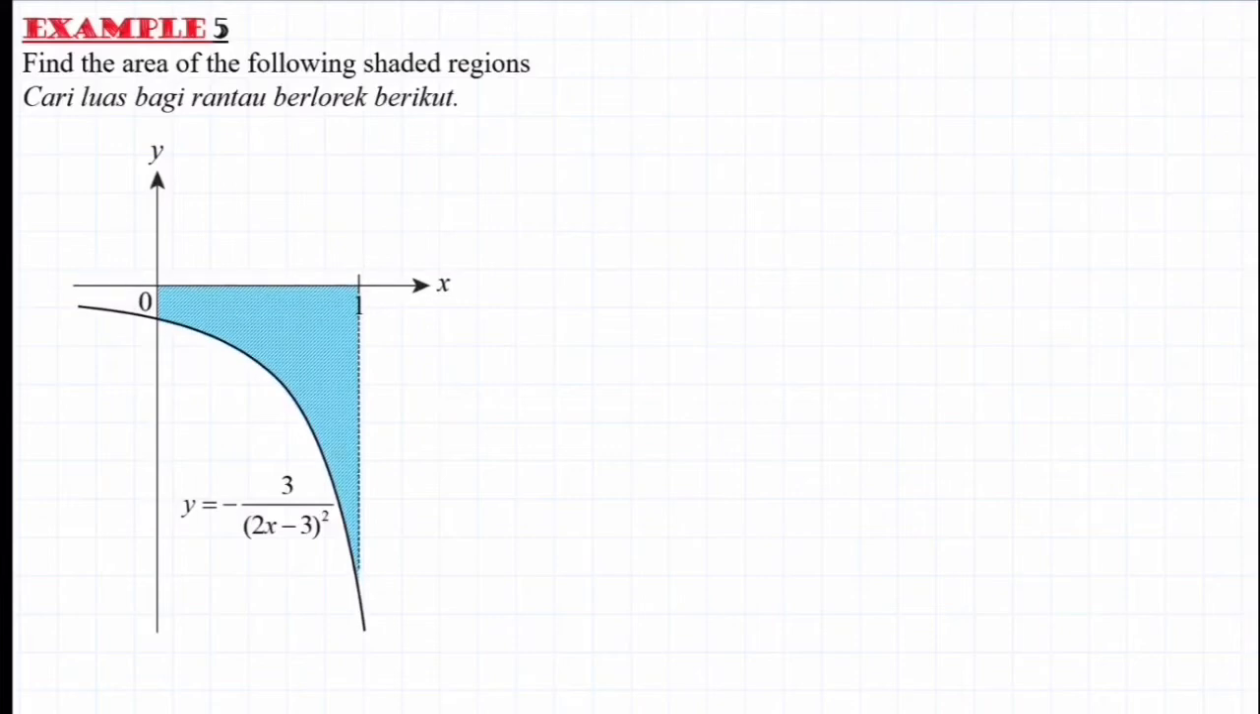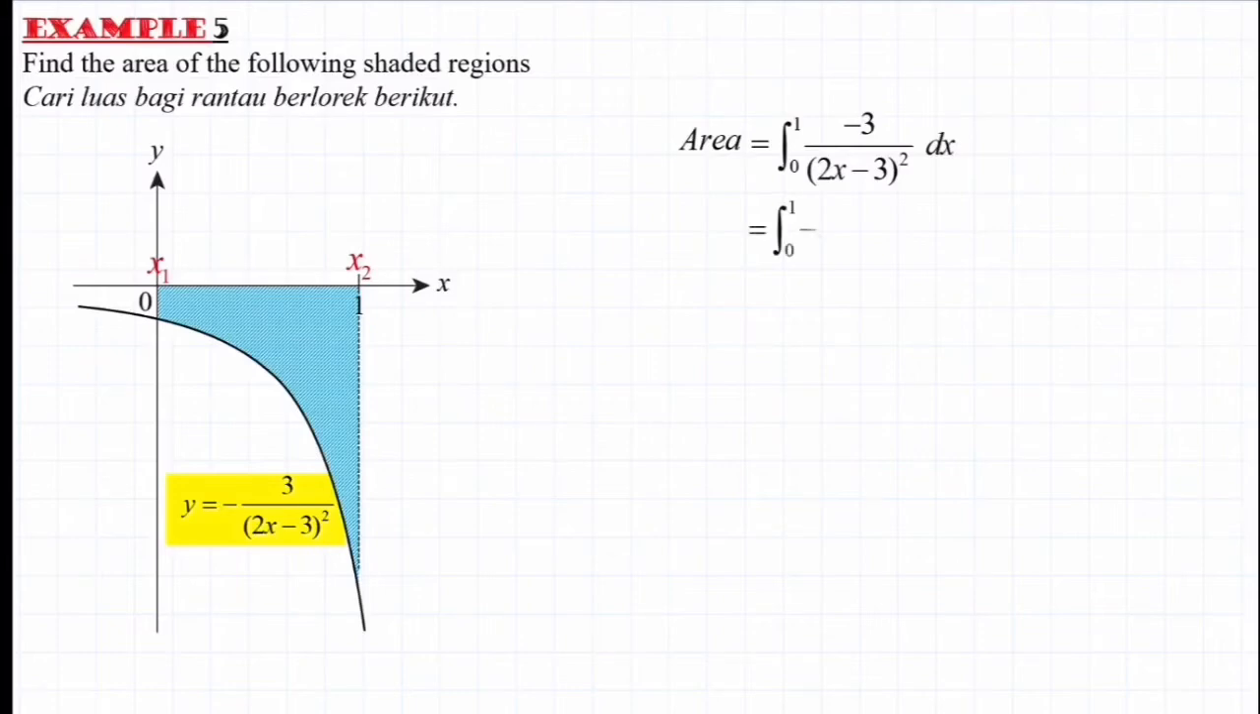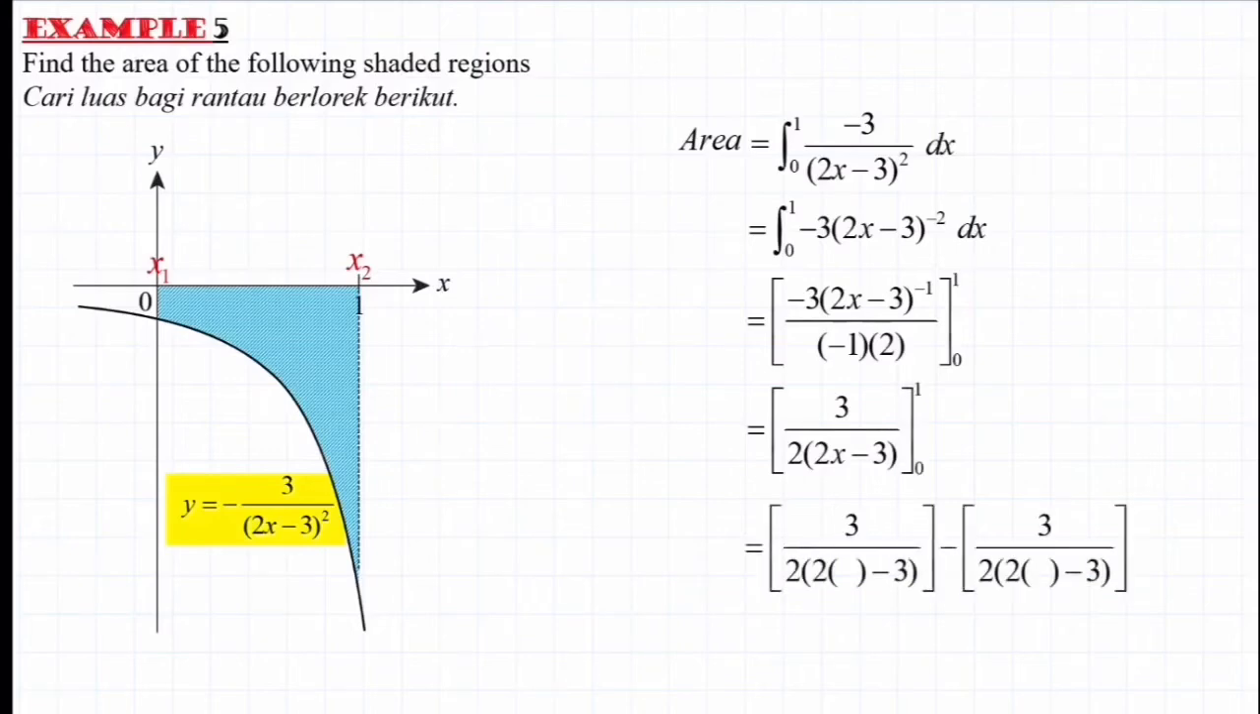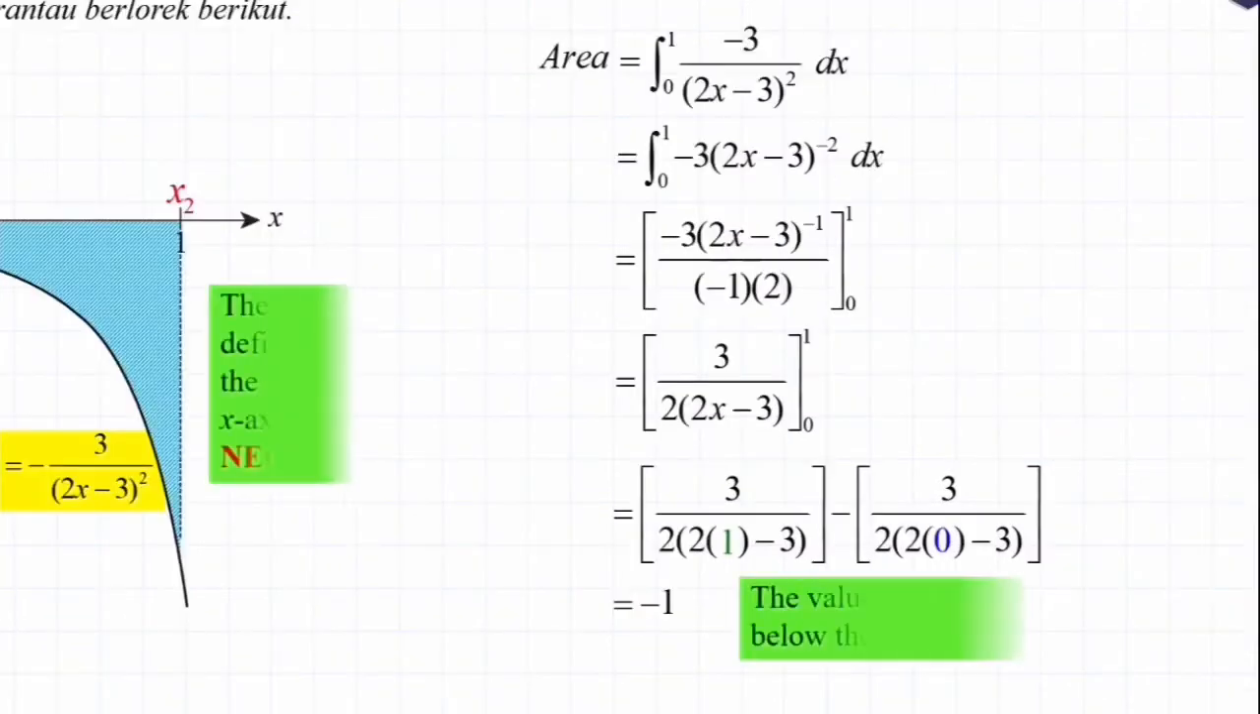For this one, okay, the curve is under the x-axis. So area is integrate from x equals 0 to 1, okay, -3 over (2x minus 3) squared dx. So you have to use the chain rule for this one. Okay, when you use the chain rule, please make sure you don't forget about dividing by the constant in front of x. Okay, so then you substitute the upper limit minus the lower limit and you simplify.